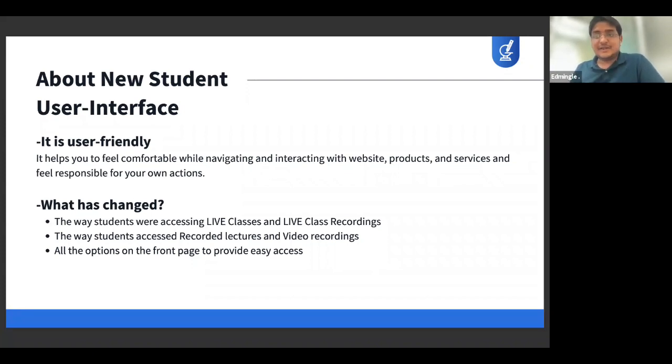And followed by this, very soon, we are also going to get the new mobile application, which will be on similar lines. 70 to 80% of the development has been completed. It is just that the new student UI should have come first and then the mobile app. That's the order that we will be following. So what has changed? That is the most important part.